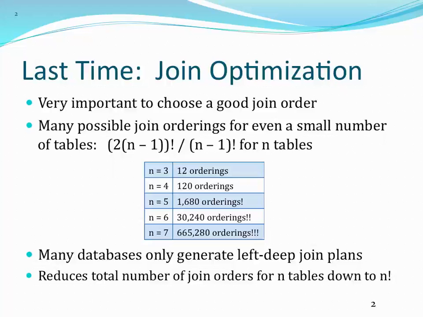With 5 tables, which is not uncommon in SQL, you have nearly 1,700 possible orderings to consider. So this is not really feasible or practical when you're considering plan generation. And so a lot of databases constrain themselves to just left deep join ordering. Not all of them do.